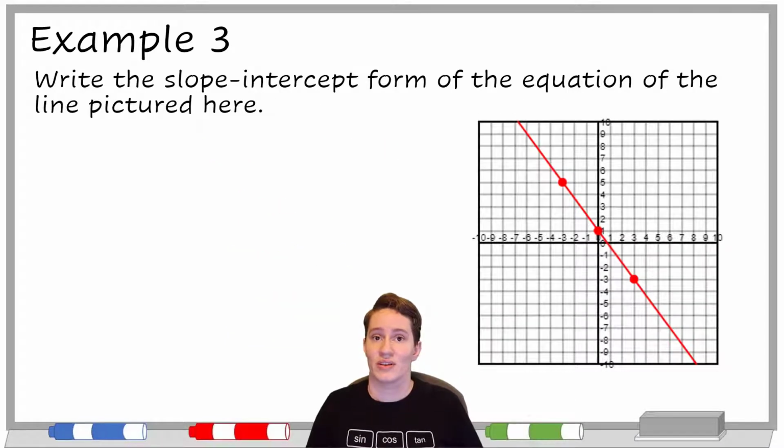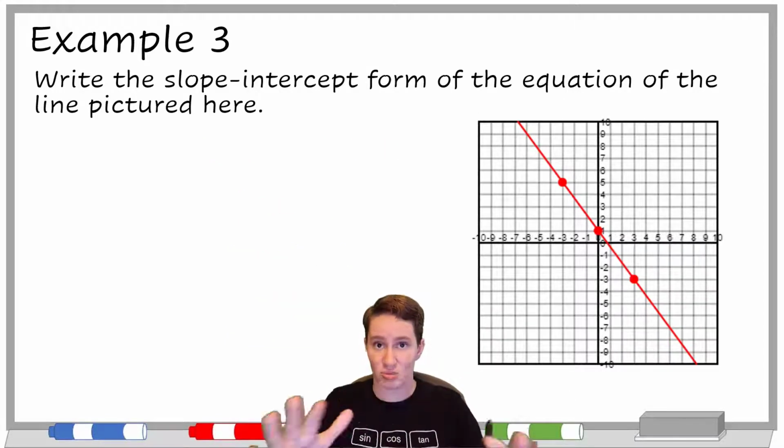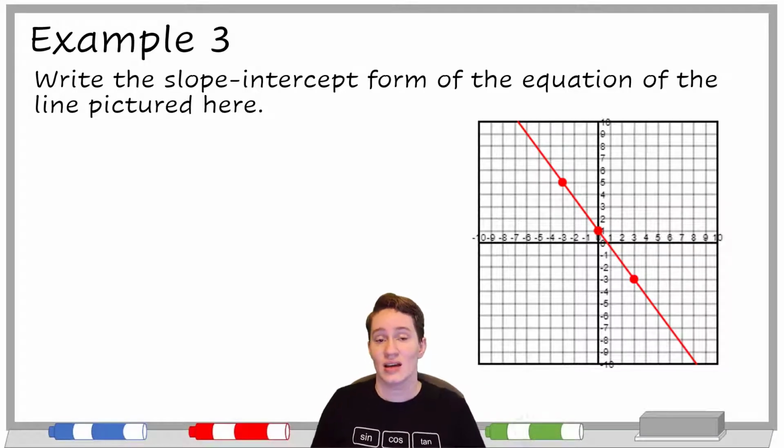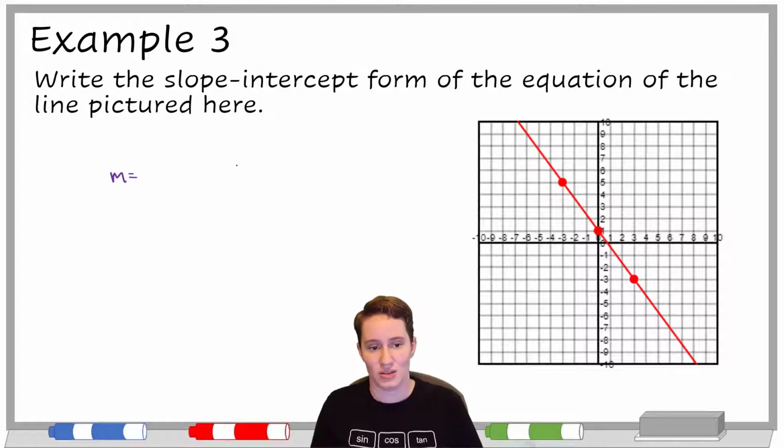What if instead of giving us it just explicitly stated, they give us a graph? How does that change things? We still need the slope and the y-intercept. Can we get those things from a graph? And if so, how do we get those things from a graph?